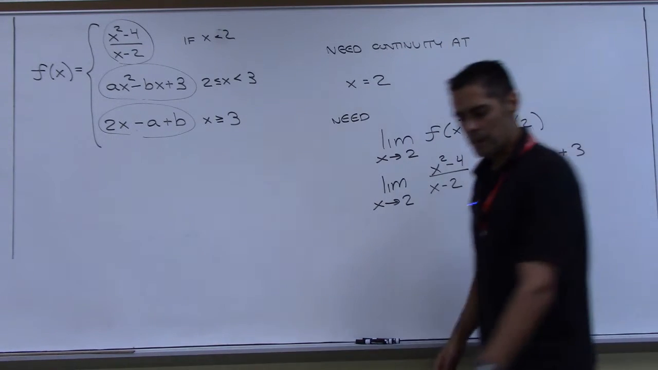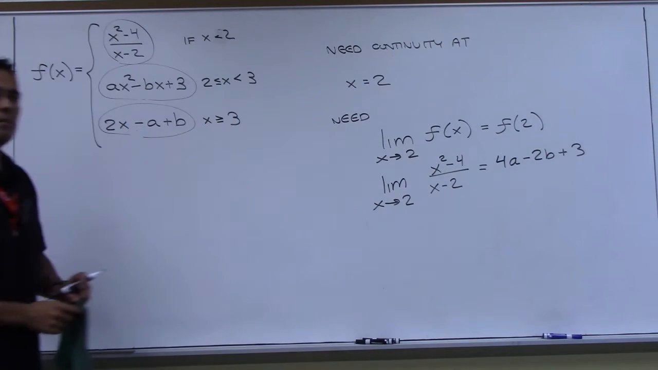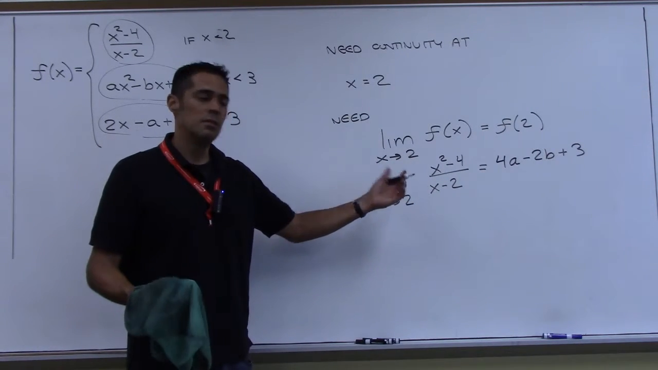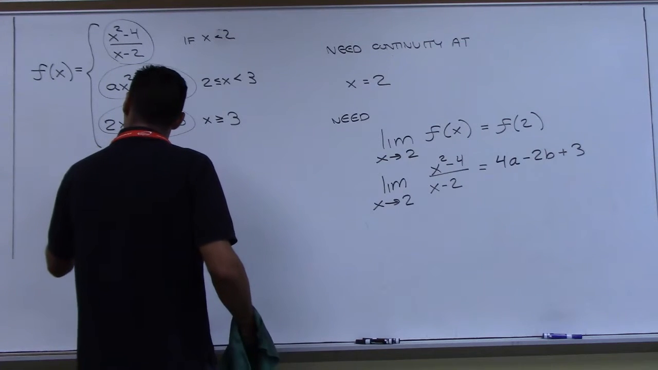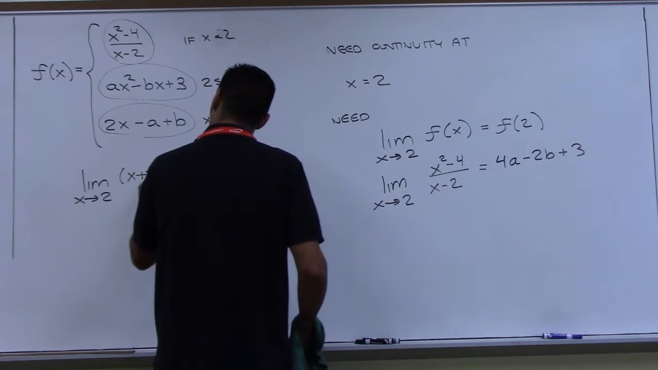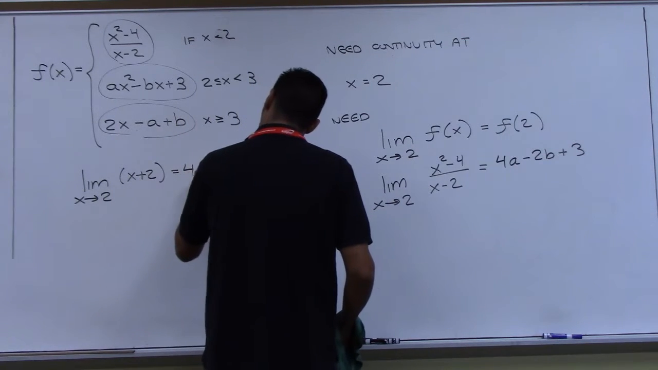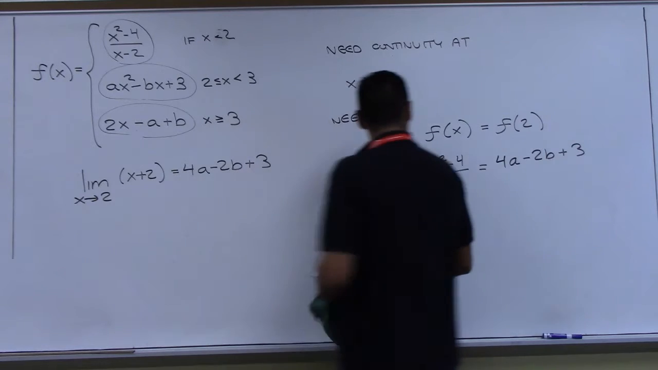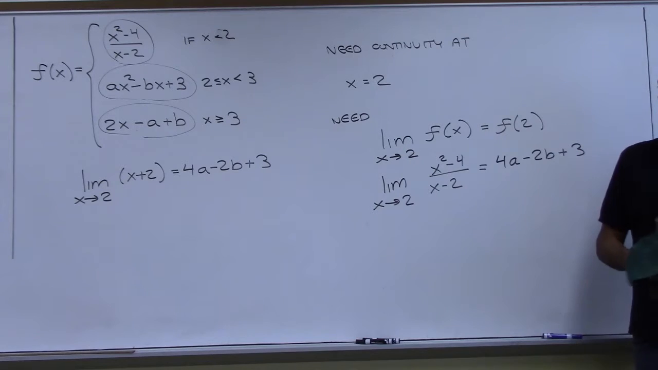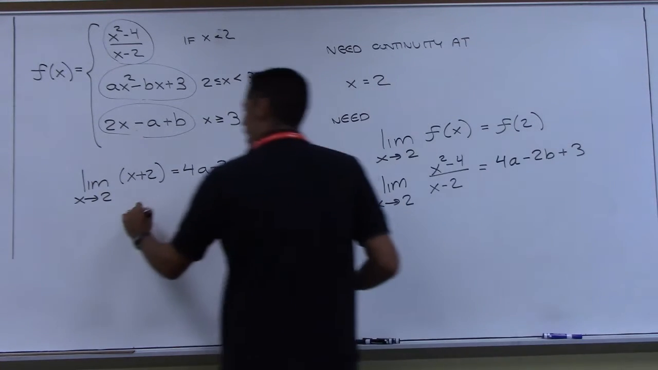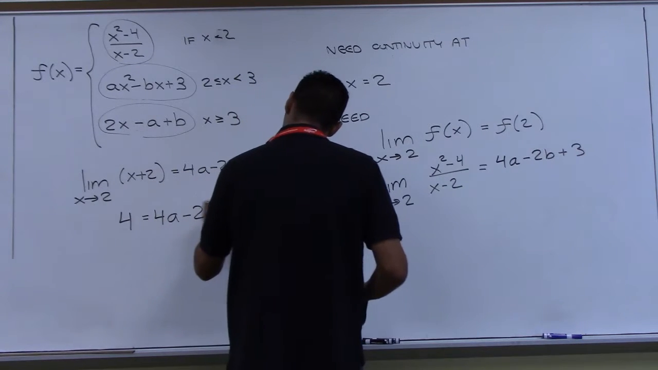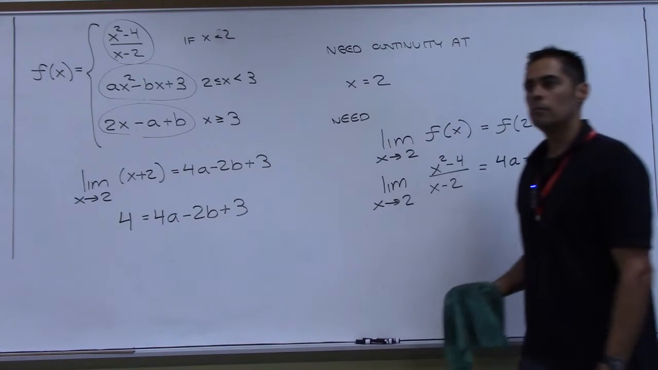algebra. The left-hand side, this difference of squares cancels out a factor. So I'm going to continue over here. I have the limit as x approaches 2 of x plus 2 equals 4a minus 2b plus 3. So with the difference of squares, the x minus 2's cancel on the left, leaving x plus 2. Can you take that limit now? What do you get? 4. So you have 4 must equal 4a minus 2b plus 3, right?